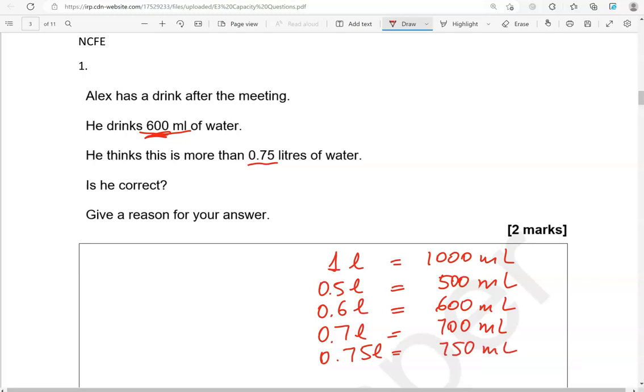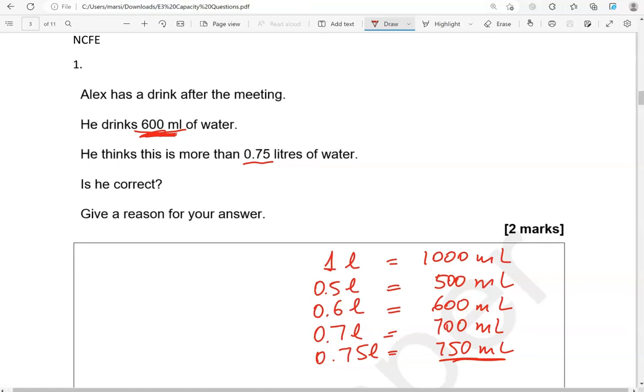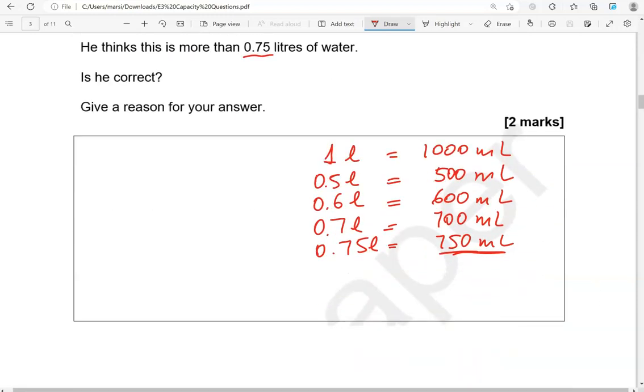So we're comparing 600 millilitres and 750 millilitres. Which one is greater? So he thinks this is more than 0.75 litres of water is incorrect. I'm going to say no, it is not correct.